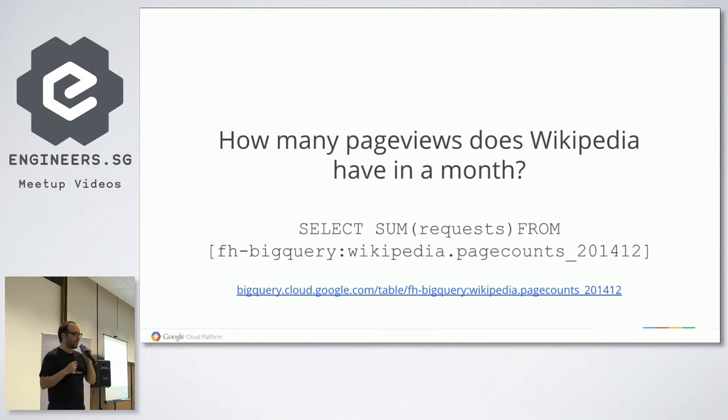And just to run my first demo, how many page views does Wikipedia have in a month? Any guess? Order of magnitude? Billion. How many? 1 billion? 10 billion? 50 billion? Let me show you.